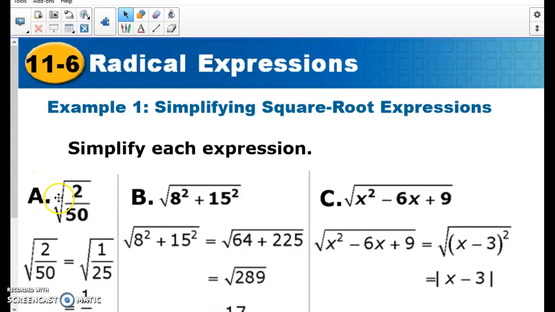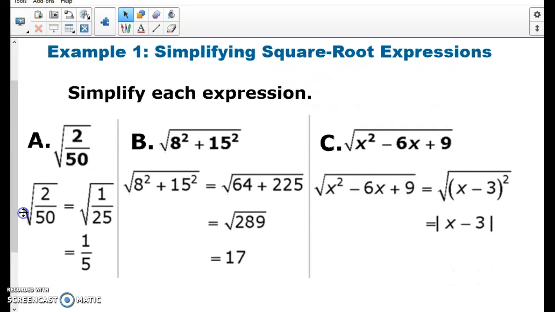So for something like this, we have square root of 2 over 50, which 2 over 50 we can simplify to 1 over 25, and then we know the square root of 1 is 1, and the square root of 25 is 5. If I have something like this, 8 squared plus 15 squared, well, that ends up being 64 plus 225, which ends up being 289 when I add those together, and the square root of 289 is 17.